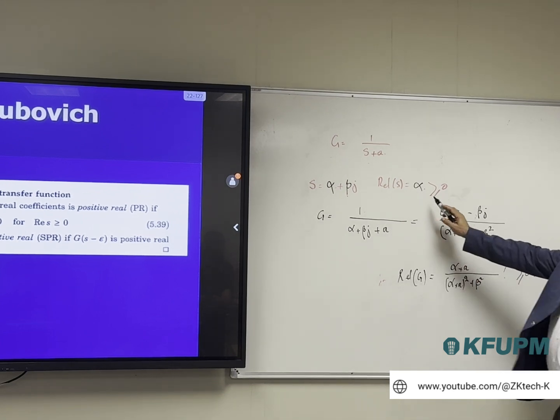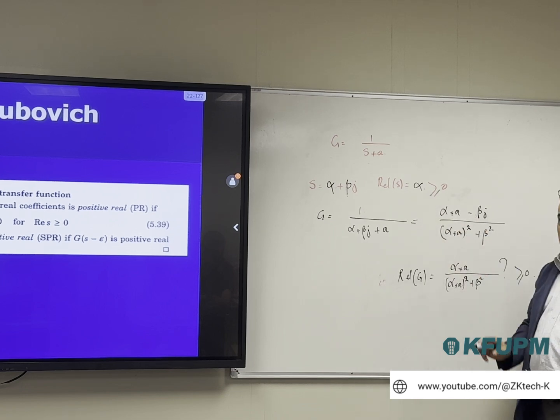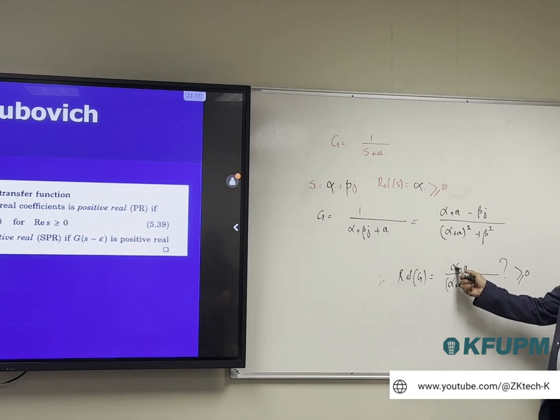Alpha, we took it positive already. It depends on A. A should be greater than 0, positive. It could be negative, unless the absolute value is less than B. Alpha here.